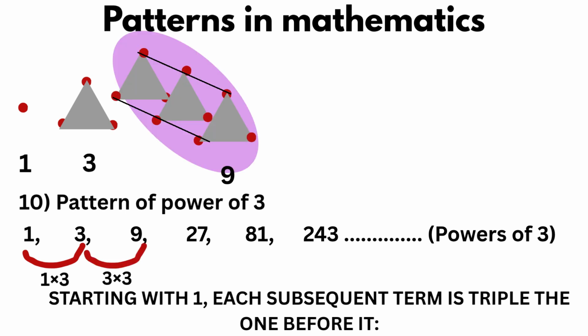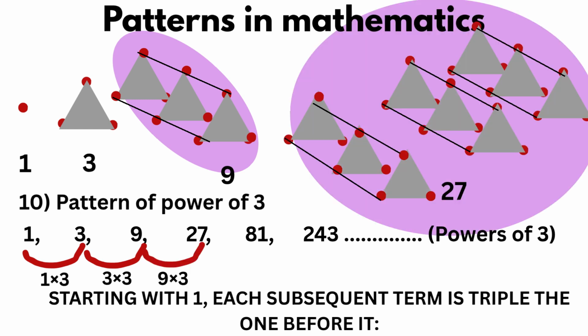The next is 9 multiplied by 3, that is 27. The next is 27 multiplied by 3, that is 81. The next is 81 multiplied by 3, that is 243, and so on. Pictorial representation is given for the pattern of powers of 3. Kindly refer to the same.